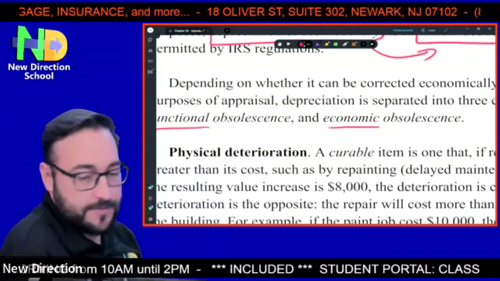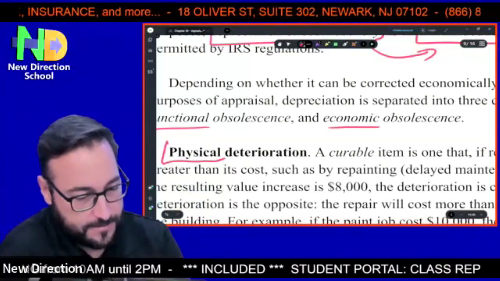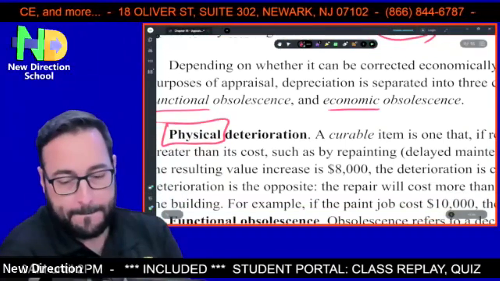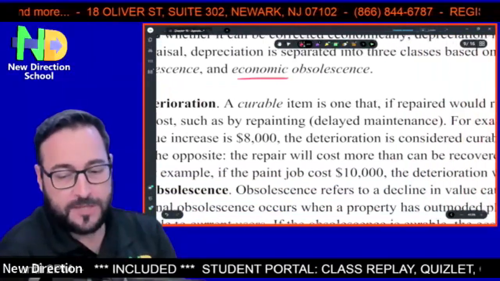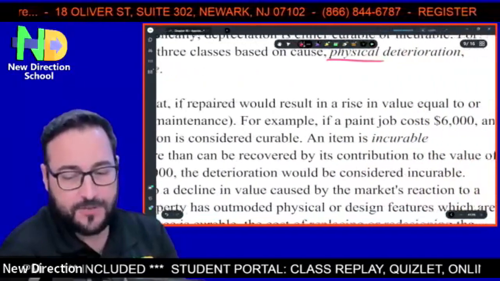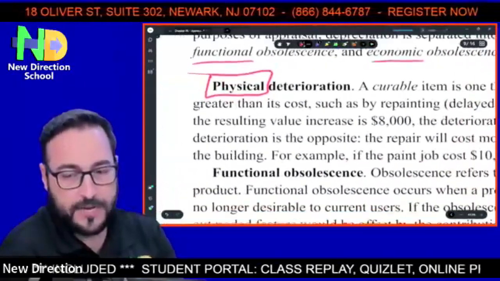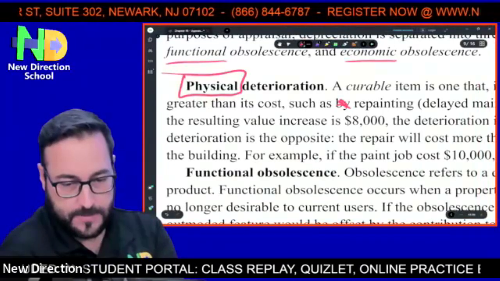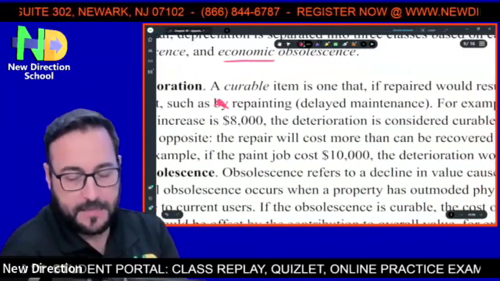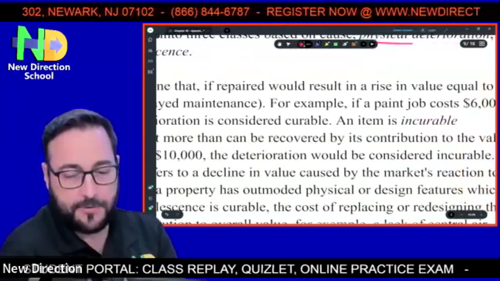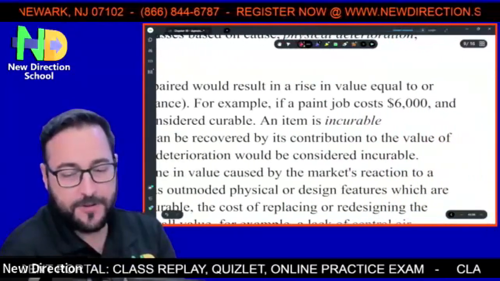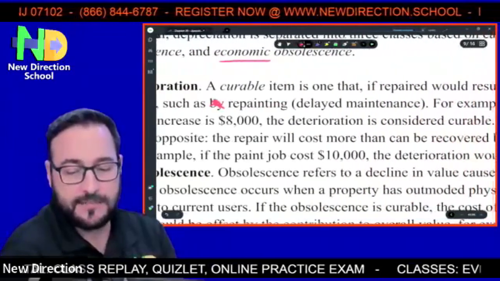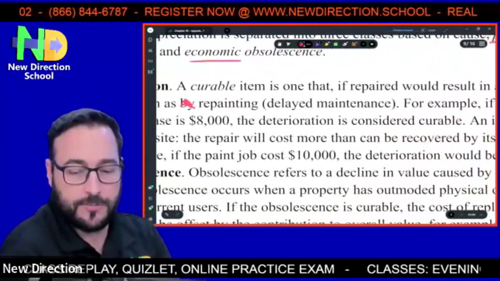So physical deterioration, keyword physical. That's what we're going to focus on a little bit. A curable item is one that, if repaired, would result in an increase in value equal to or greater than its cost, such as repainting. For example, if a paint job costs $6,000 and the resulting value increases $8,000, then the deterioration is considered curable.